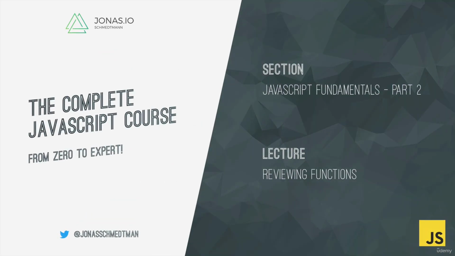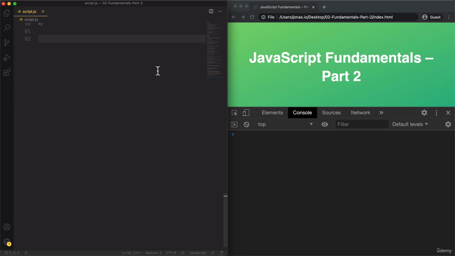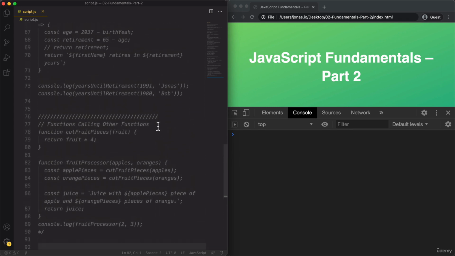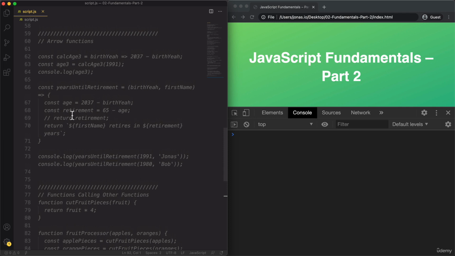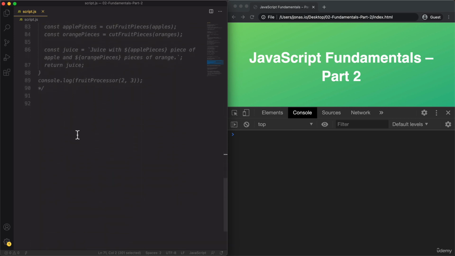To finish this part about functions, let's review everything important that we learned so far in order to make sure that you really understand functions before we move on to other topics. And let's start by bringing back and rewriting the function that we wrote before, which is the years until retirement function. So I think it was here in the lecture about arrow functions. So let's copy this one and paste it here.